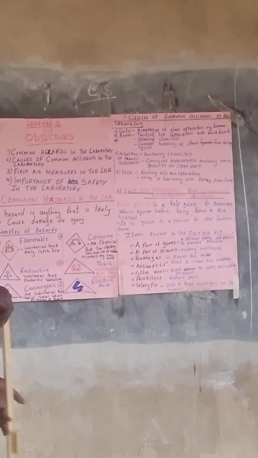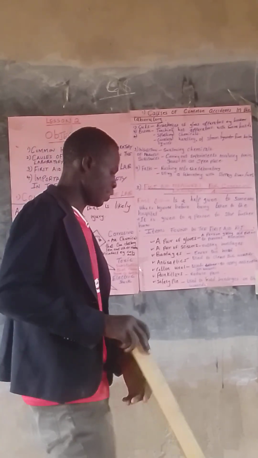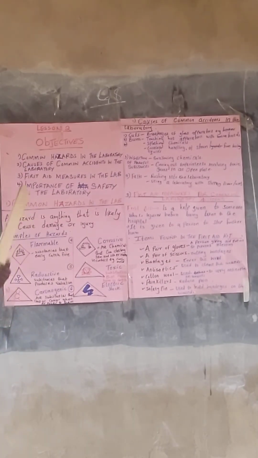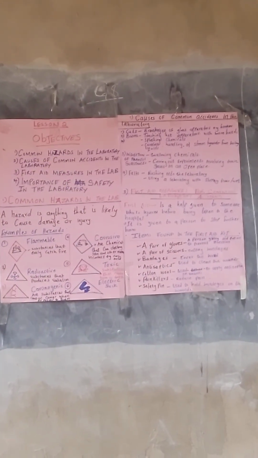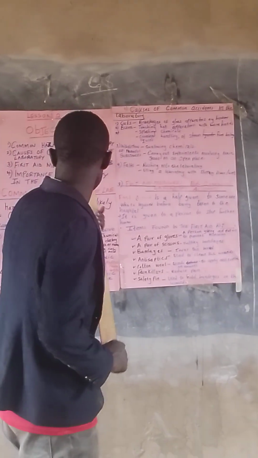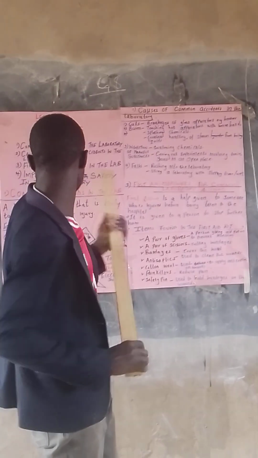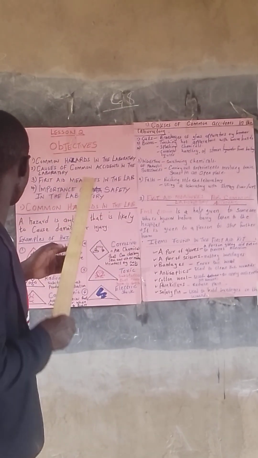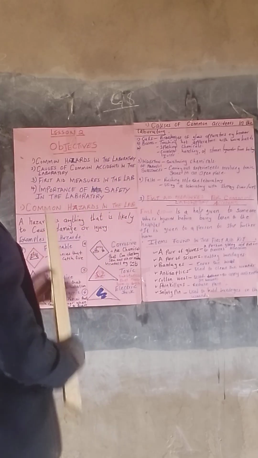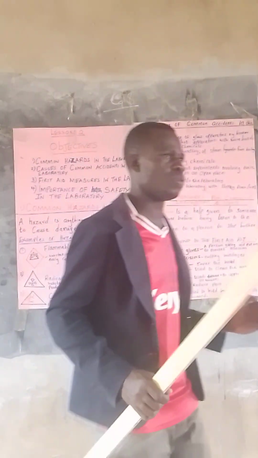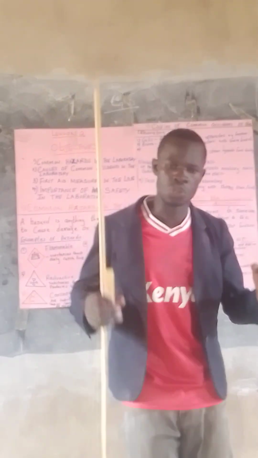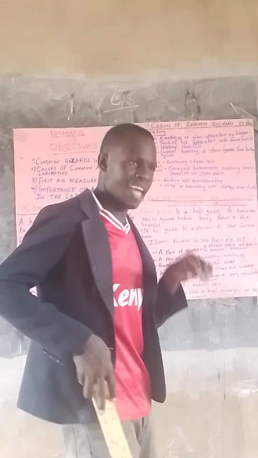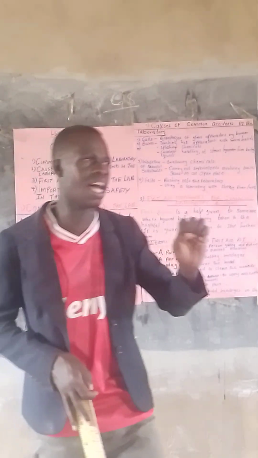Now, dear students, as we are moving to the end of this lesson, let us remind ourselves what we have learned. We've learned about common hazards in the laboratory, causes of common accidents in the laboratory, first aid measures, and importance of safety rules. What do you remember on hazards? What do you remember on accidents? What do you remember on first aid measures? And what do you remember on the importance of safety rules in the laboratory? We have so many importance of following safety rules. They are there in our books. We have Spotlight, we have Top Scholar, and so on.